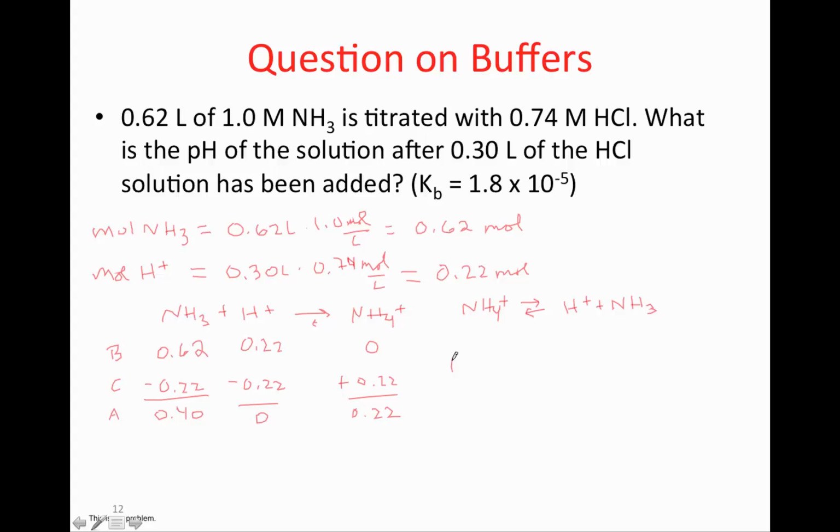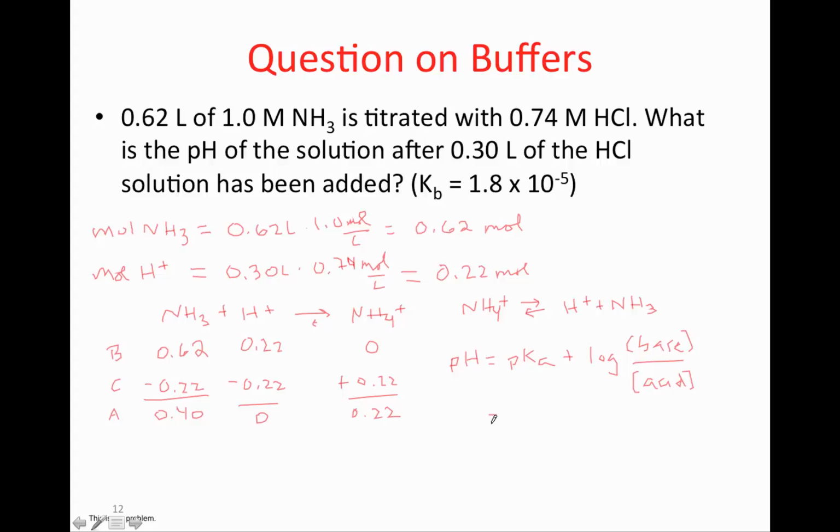And we remember the formula: pH is equal to pKa plus the log of the conjugate base divided by the acid.